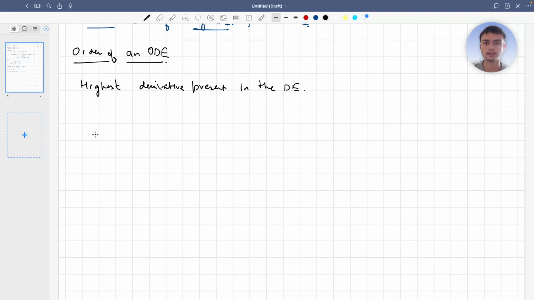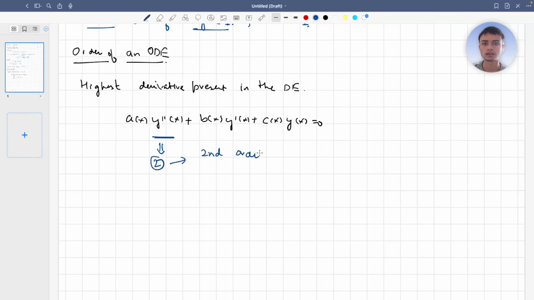So let's say I have this differential equation: ax y double dash of x plus bx y dash of x plus cx y of x equals 0. So here I can see that the highest derivative is of order 2. So I will say it's a second order differential equation.